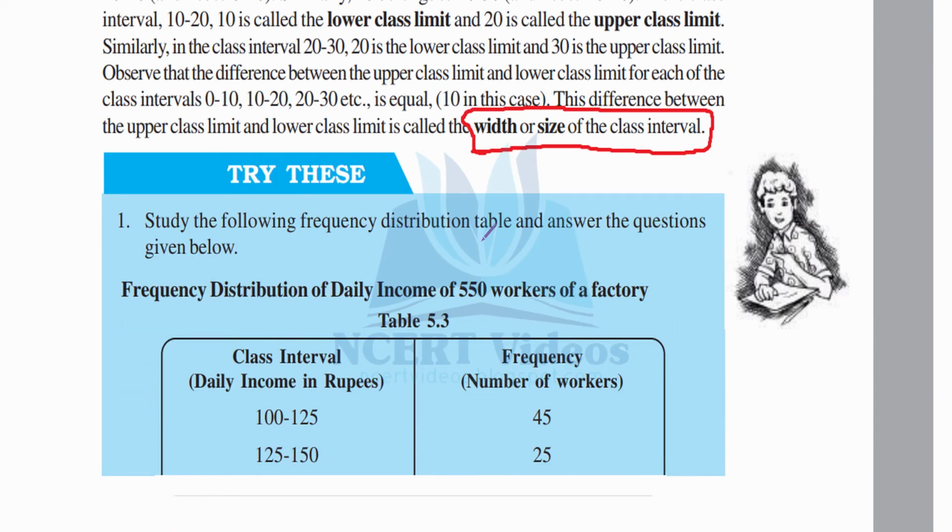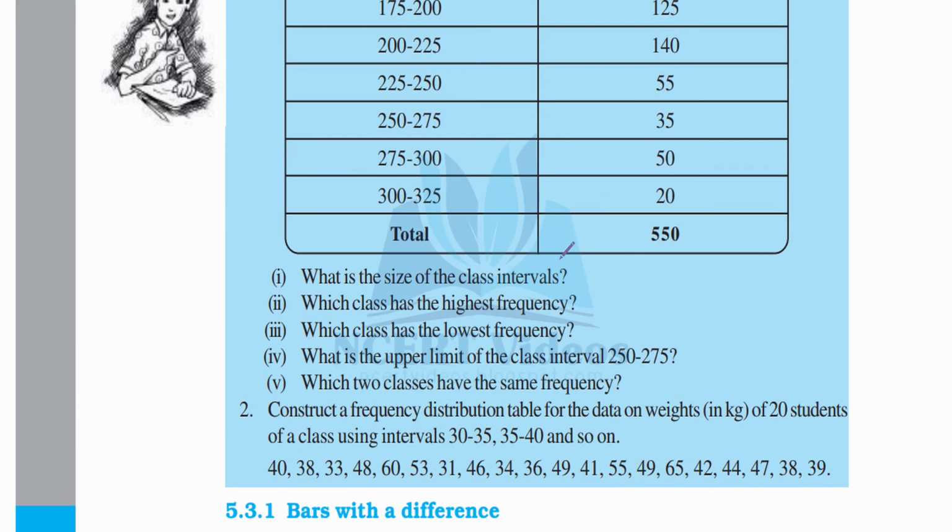Study the following frequency distribution table. Now, with the distribution, you know that we are distributing, that is, classes will come. So this thought should strike in your mind because most of the students get puzzled in this word itself. So frequency means we are going to consider the number of times that particular instance is happening. Frequency distribution of daily income of 550 workers of a factory. Now based upon that, let's try to answer these questions.